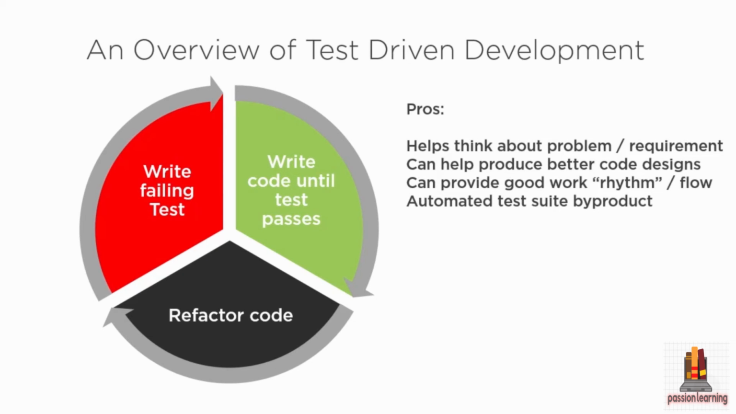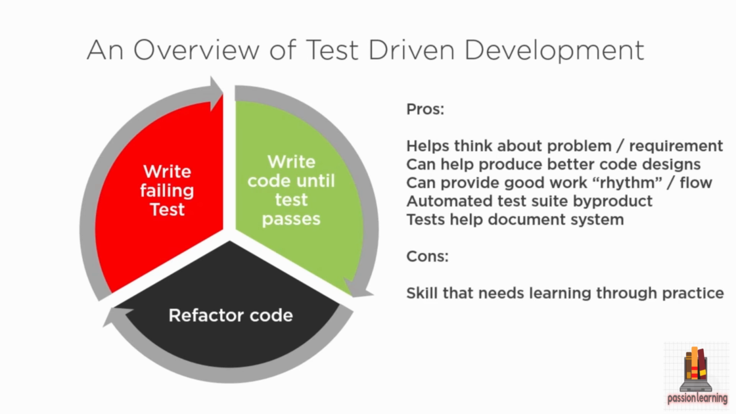The automated test suite that results from TDD can be considered a byproduct. However, these automated tests have a huge benefit in enabling us to find bugs in the future. And also, the resultant tests help document what the system is supposed to do, though this benefit is not specific to TDD.